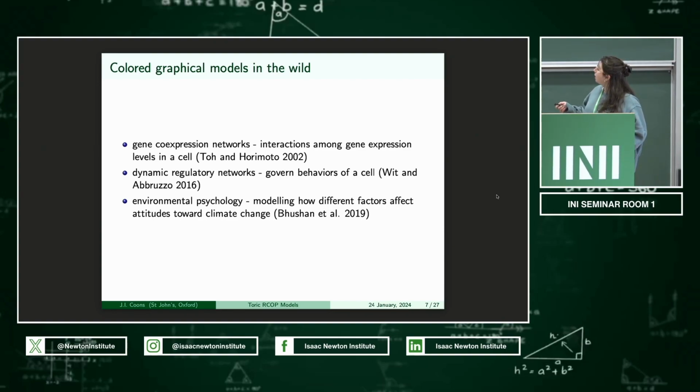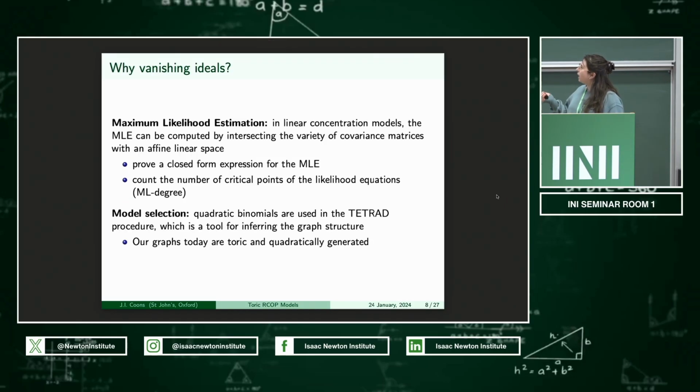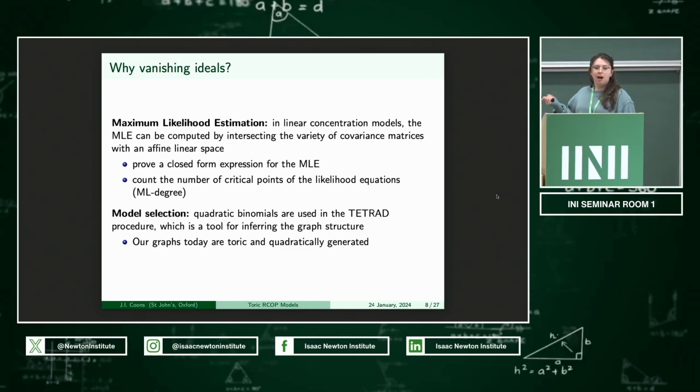These authors used a colored graphical model to model how different factors affect attitudes toward climate change and similar, so it's about environmental psychology. Cool, okay. And why do I care about the vanishing ideals?